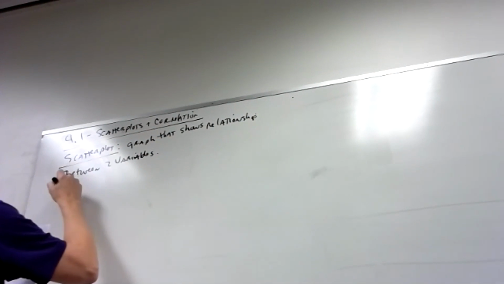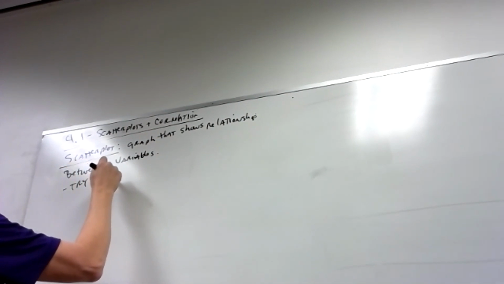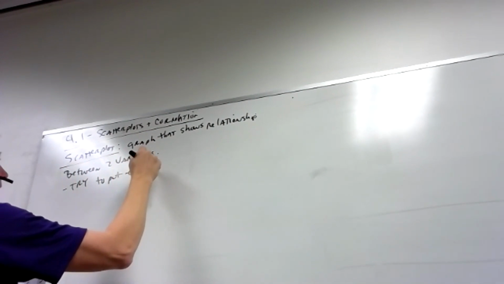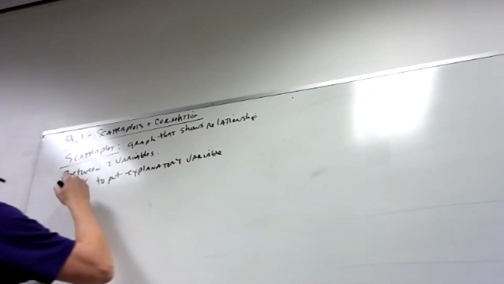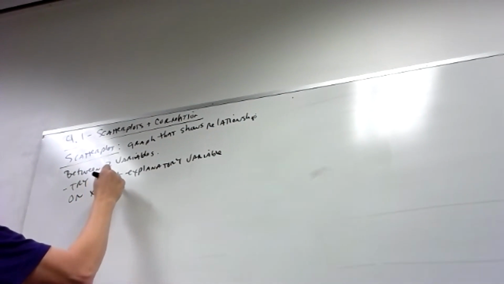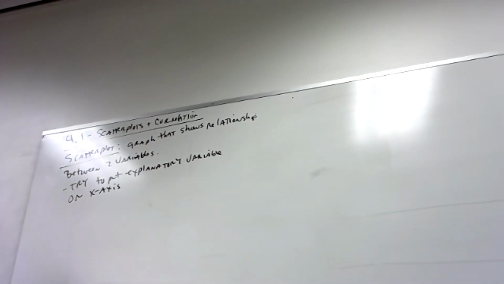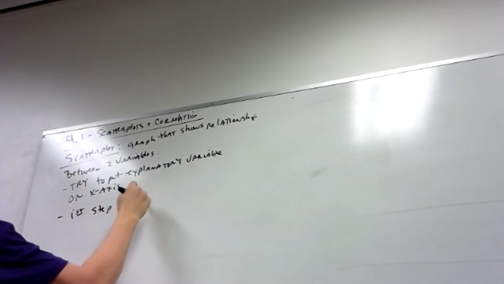And we try to put the explanatory variable on the x-axis. Okay? Now, that's not a hard and fast rule. A lot of times it's kind of hard to determine which one's the explanatory, which one's the response. But if it makes sense, you'll try to put the explanatory variable on the x-axis. So this is kind of a first step in analysis.